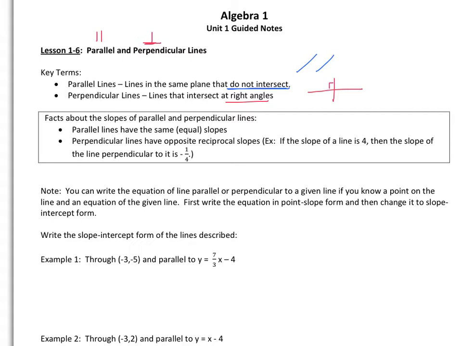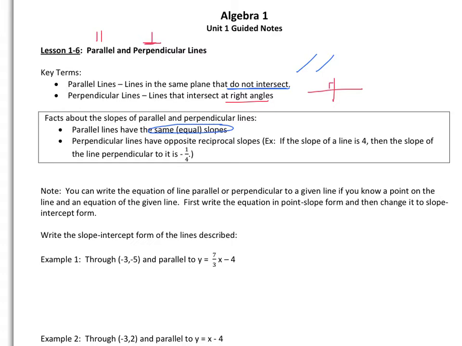Some facts about these is that for two lines to be parallel, they have to have the same slope. So they must have the same rise and run in order for them to never get closer or further from each other. So very important that parallel lines have the same slope.